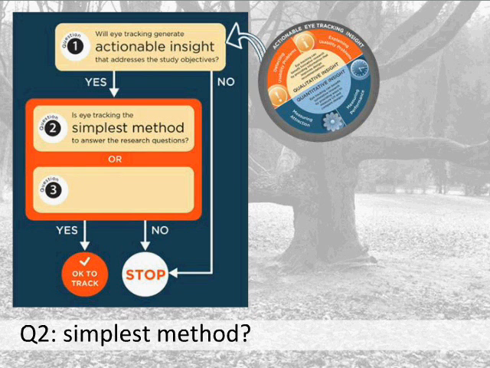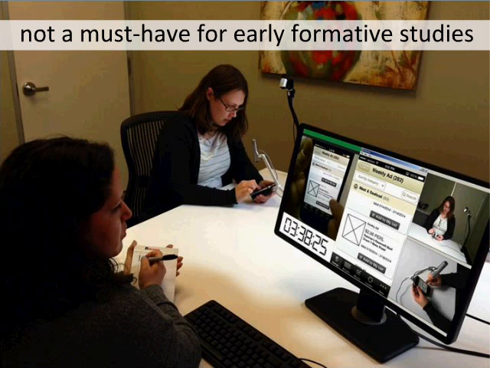And the question is, is eye tracking the simplest method to answer our study questions? Now, why is this step necessary? Well, adding eye tracking to a study means extra costs associated with eye tracking equipment, the software, training, additional time in the session, perhaps additional preparation time, analysis time. It all adds up. And we don't really want to overcomplicate things.